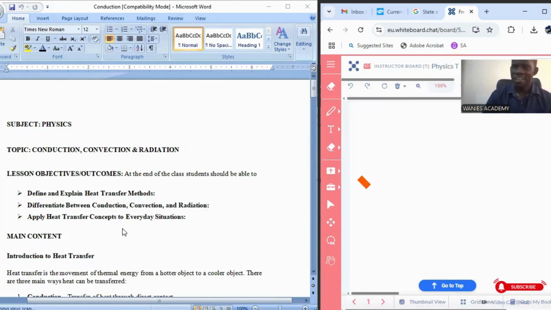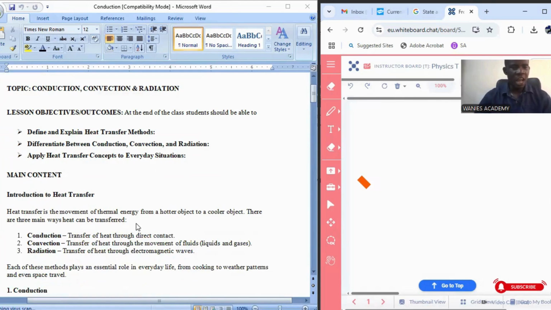So you understand that all of the concepts in physics are applicable to our day-to-day life. That is why physics is defined as the study of matter in relation to energy.